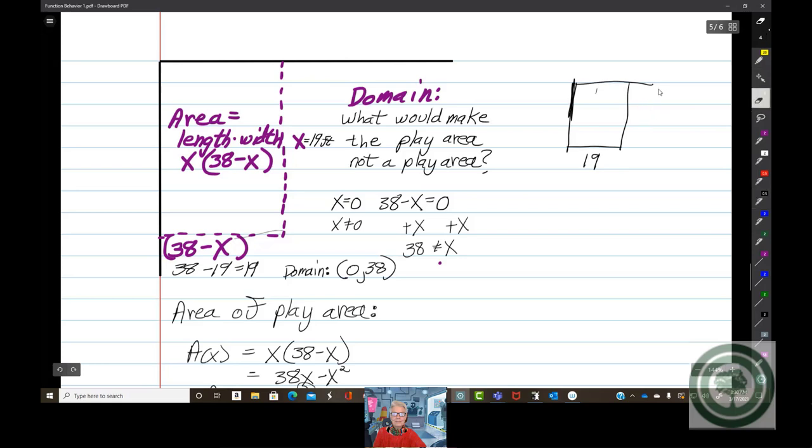Let's see if I can do that better. More convincingly. That looks better. 19 by 19. That's what will maximize your area. They're not even interested in what the maximum area is. They know they can get the maximum area by adjusting the length and the width. And we just found out that the way to maximize the area is to have a square.